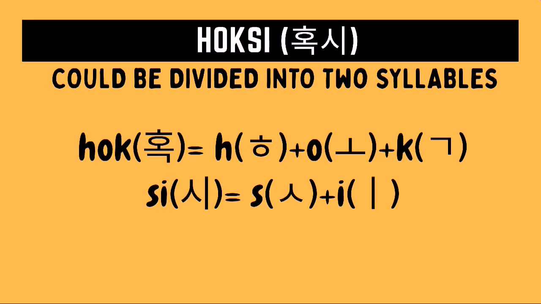How do we spell Hoksi in Hangul? Let's start with the first syllable. To be able to write the syllable Hok in Hangul, we need to draw first a Hiyo character, followed by an O character, followed by a Giyo character. For the second syllable Shi, we need to draw first a Siyot character, followed by an E character. And then, we just have to combine this to form the Hangul of the word Hoksi.